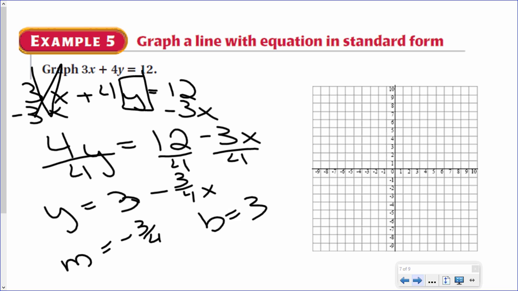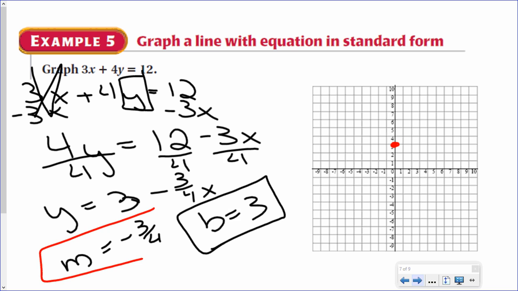When you graph, you plot your b value first, and then you apply your slope. So your b value is 3. So what we're going to do is we'll go up 3, place a dot. All right, so b value is done. Now we apply the slope, which is negative 3/4. The negative always goes with your top number, so you'll have a vertical change up or down, but you'll always go to the right. So since it's a negative 3, you go down 3, and then since it's 4, you go to the right 4.